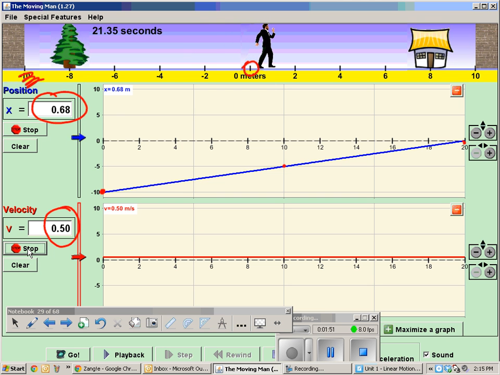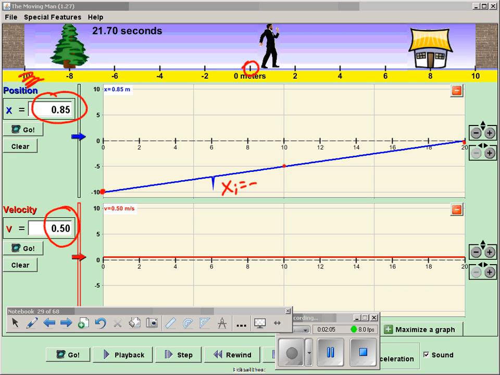There we go. All right, so let's label what we just looked at here. This is a position initially of -10 meters and a velocity of 0.5 meters per second. Okay?